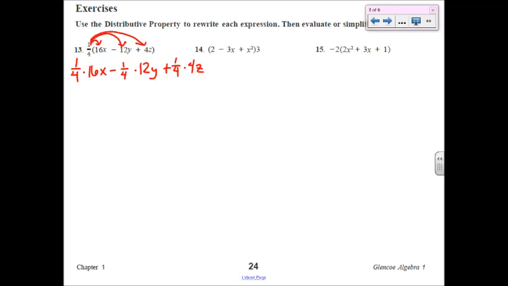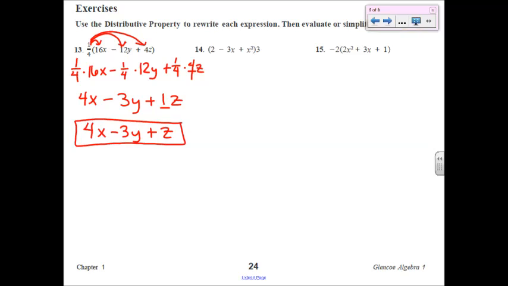Well, 1/4 of 16 means dividing 16 by 4, which is 4x. 1/4 of 12 is 3. 12 divided by 4 is 3y. And then 1/4 of 4, again, those can be considered reciprocals, which gives me a 1. But we don't ever write a 1 if it's a coefficient. So we would then rewrite this as 4x minus 3y plus z. And since they all have different variables, we can't combine them any further.